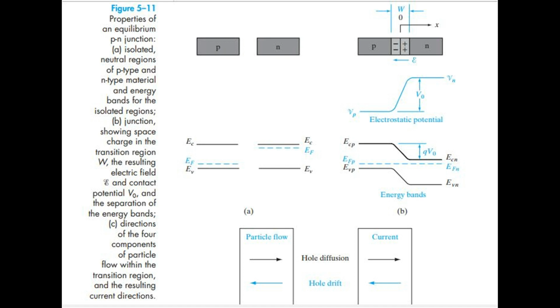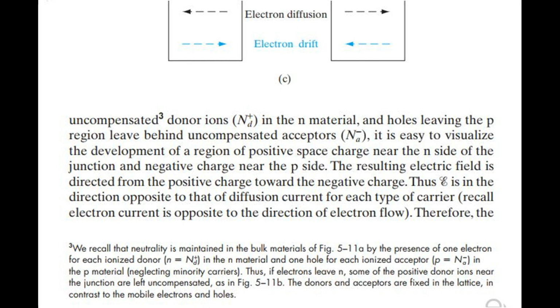The resulting electric field is directed from the positive charge toward the negative charge. Thus it is in the direction opposite to that of diffusion current for each type of carrier. Recall, electron current is opposite to the direction of electron flow. Therefore, the field creates a drift component of current from N to P, opposing the diffusion current, Fig.